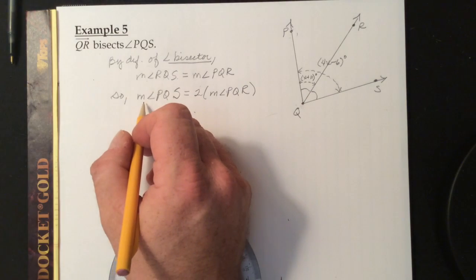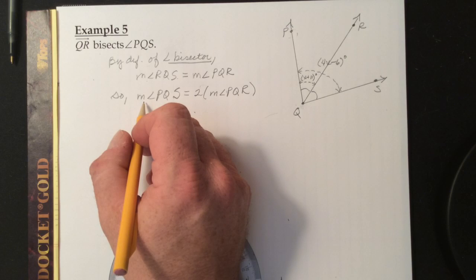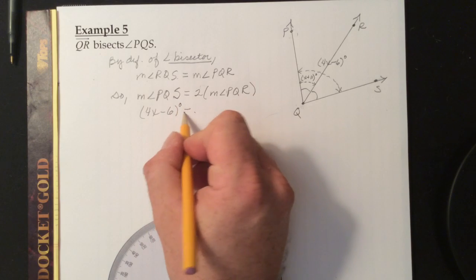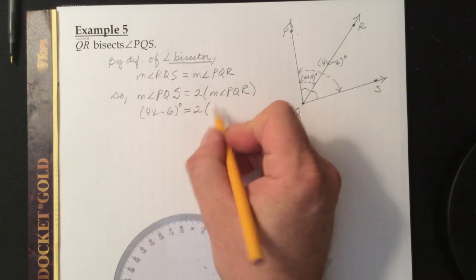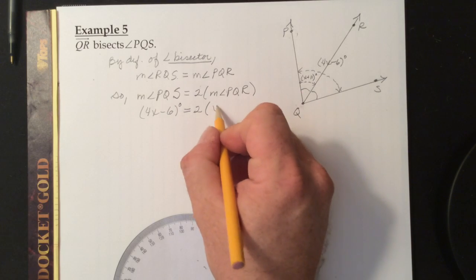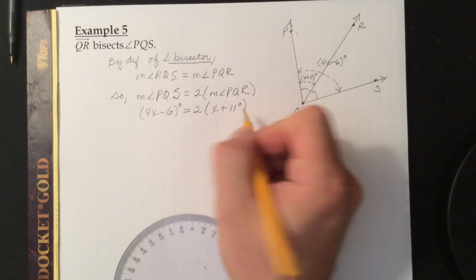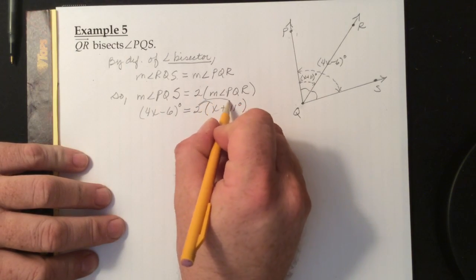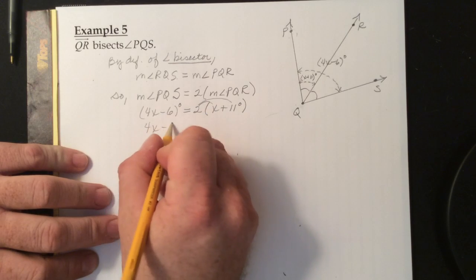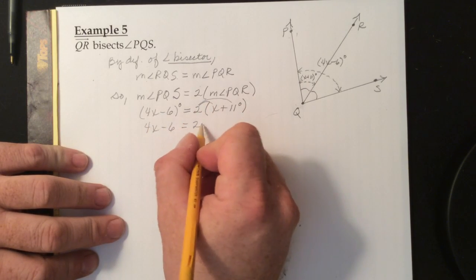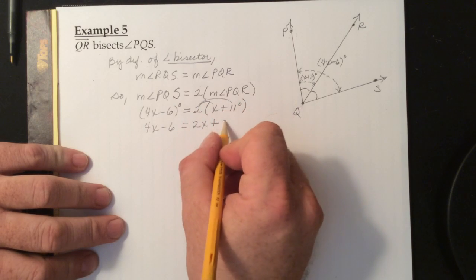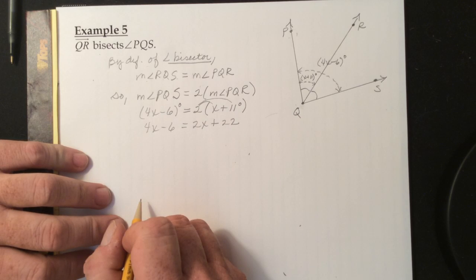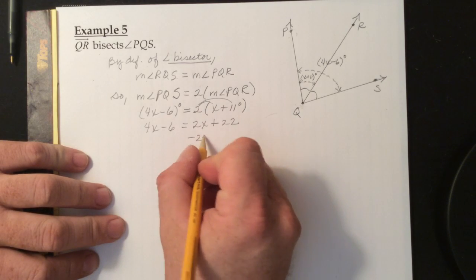Now we substitute in the algebraic values for those. PQS was 4x minus 6, so 4x minus 6 degrees equals 2 times the measure of angle PQR, which was x plus 11 degrees. Using algebra, we use the distributive property. We get 4x minus 6 equals 2 times x is 2x plus 2 times 11 is 22. To solve this equation, to get rid of one of the variables on one side of the equation, we subtract 2x from both sides.